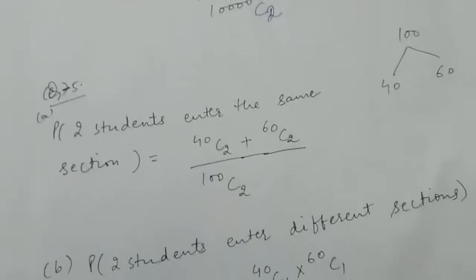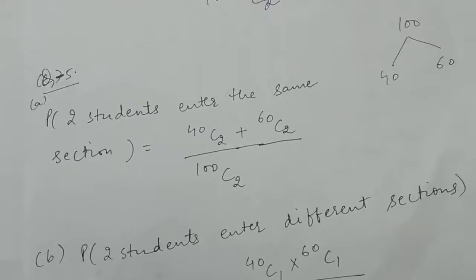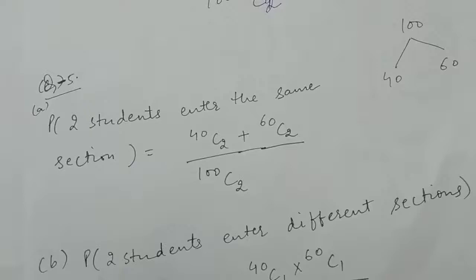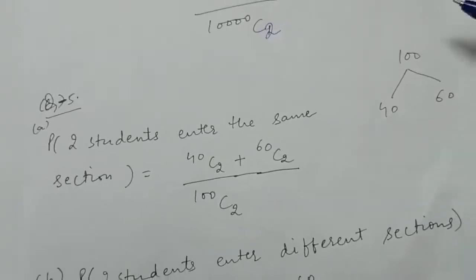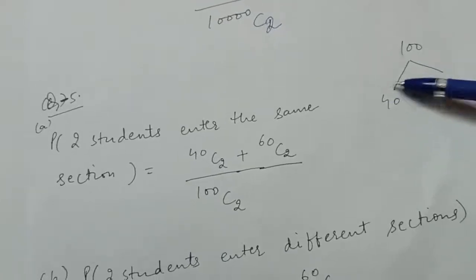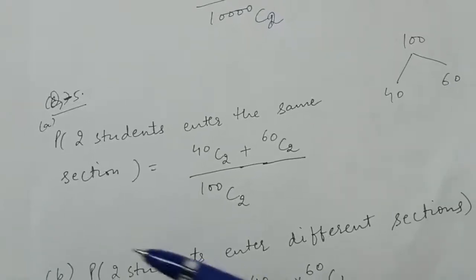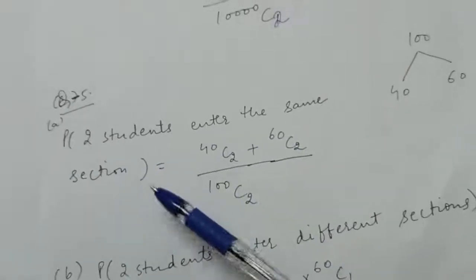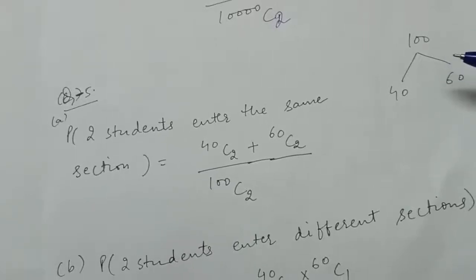Now question number 5 is: out of 100 students, 2 sections of 40 and 60 are formed. If you and your friend are among the 100 students, what is the probability that you both enter the same section? So there are 100 students and there are 2 sections. One section includes 40 students and the other includes 60 students. Now they are asking the probability so that the 2 students enter the same section. That is, if we want to select 2 students, they are from the same section.